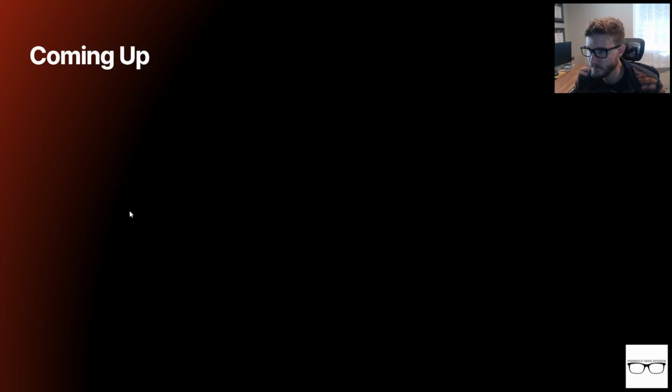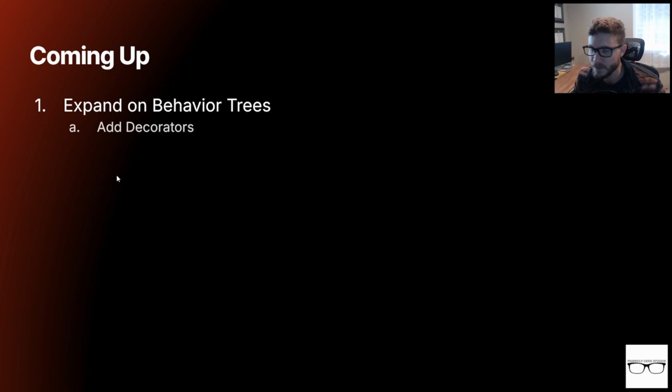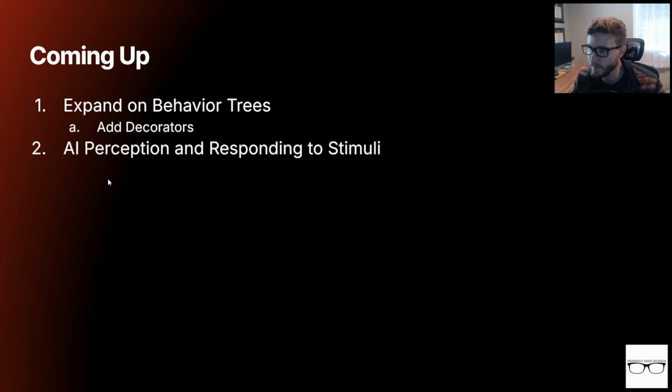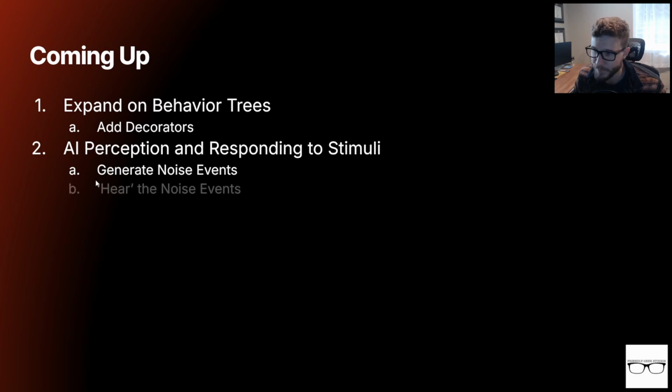In the next lesson, we're going to expand on behavior trees and add an investigation sequence. We'll be using decorators to ensure that we only enter the investigate sequence when appropriate. And we'll be using the AI perception system to respond to stimuli. So we'll generate noise events using a trap actor, and then the guard will hear the noise and it'll go and investigate the noise events.